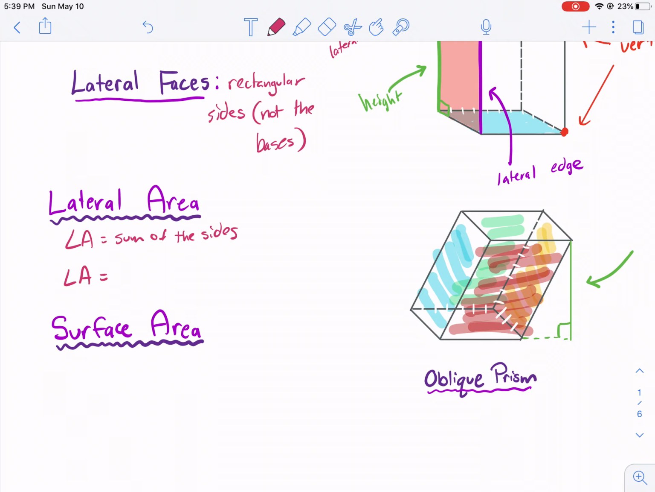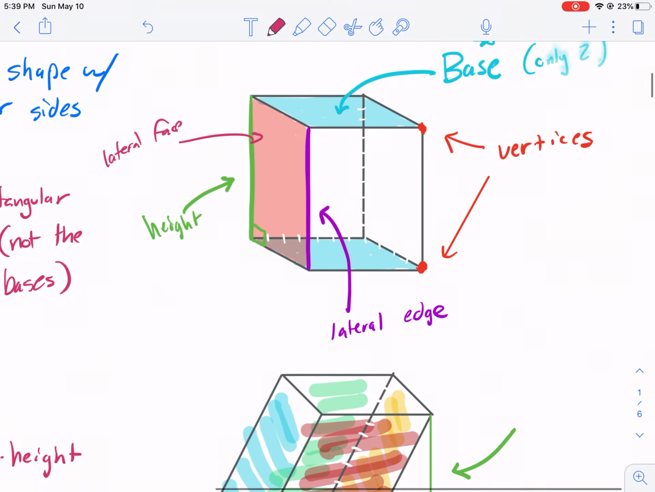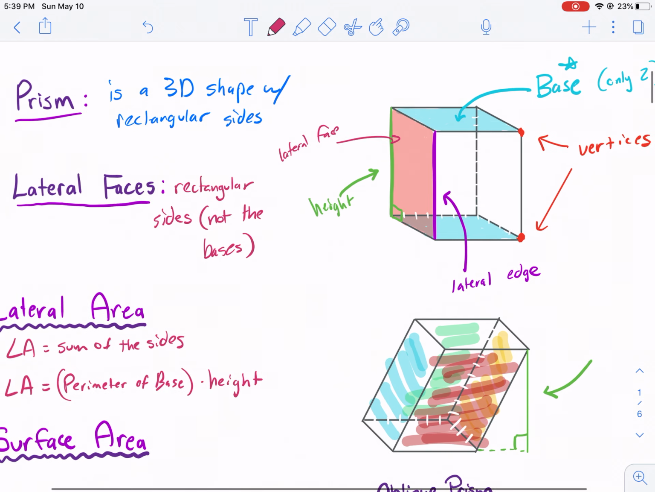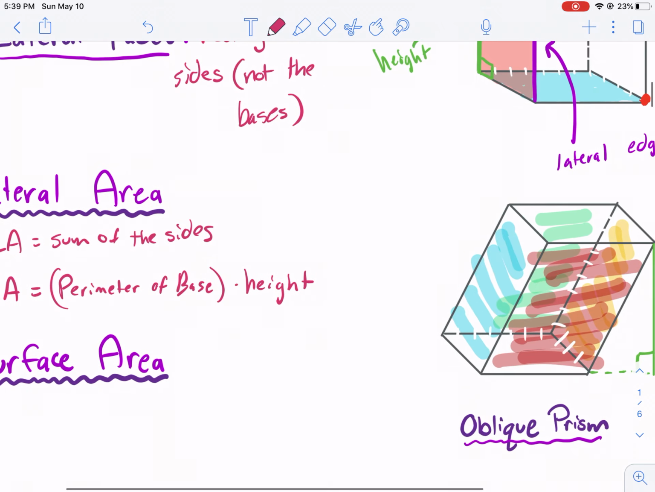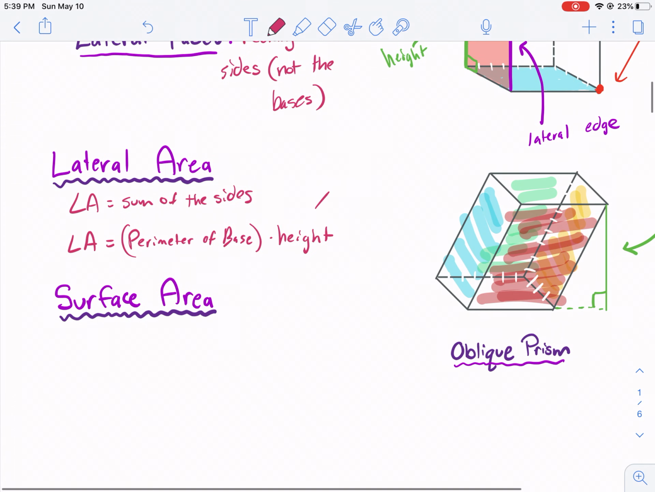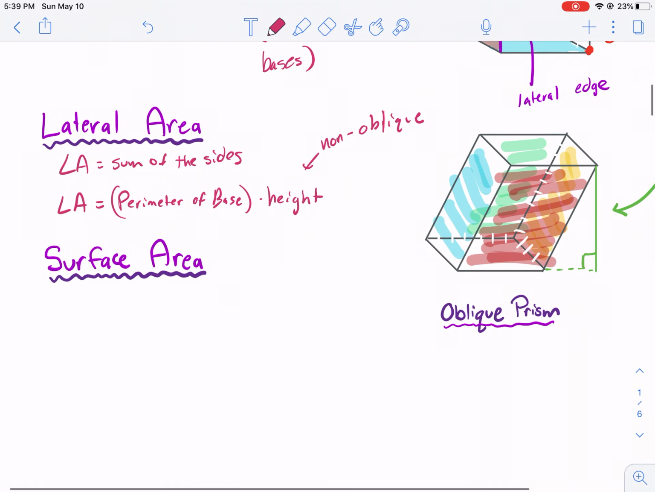So instead of adding up all the sides, you take the perimeter of the base, and you multiply that by the height of the prism. That's a much quicker way to handle it. Essentially with the perimeter, you're adding up all the different widths of the rectangles and then multiplying it by the height all at once. So taking the perimeter, you account for all the rectangles. Even if it's a hexagonal prism, you account for all the rectangles and then you multiply it by the height. So that's a quick way. This is for non-oblique.